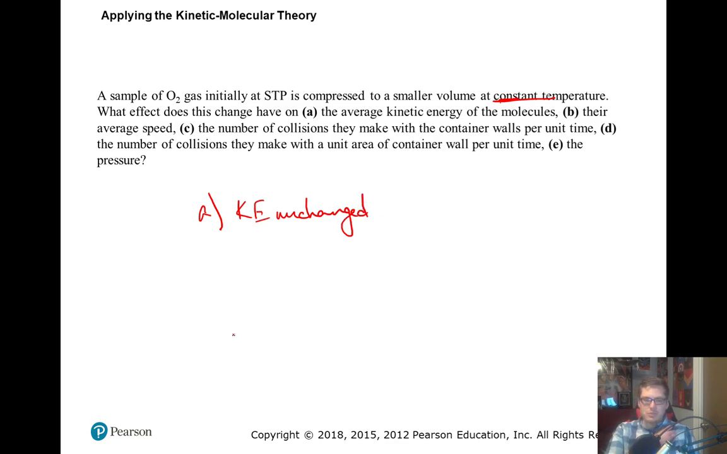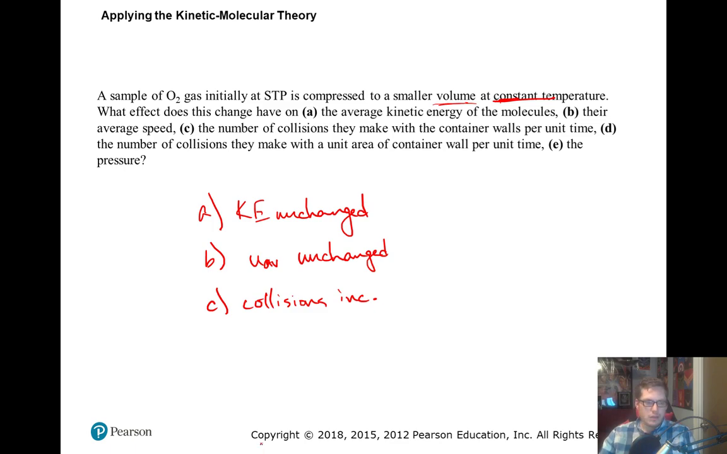B, their average speed. Well, if their kinetic energy remains the same, remember kinetic energy is calculated by 1/2 mv squared, so that means that speed, UAV, is unchanged. That makes sense. Okay. C, the number of collisions they make with the container's walls per unit time. Well, if it's being compressed, that means they have a smaller volume, so it makes sense that they would hit the walls more often. So collisions would increase.